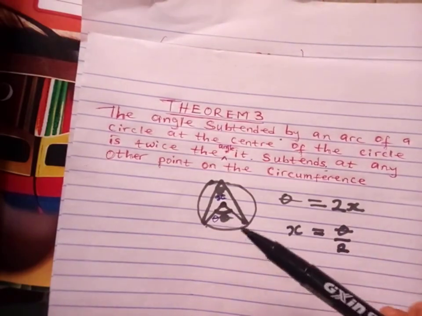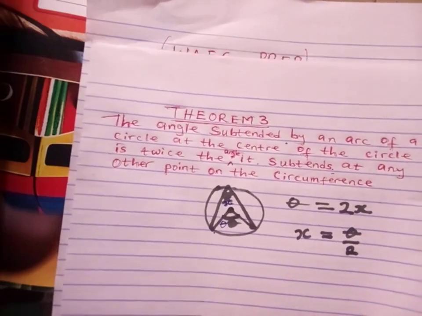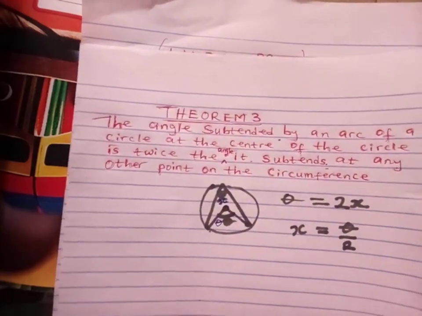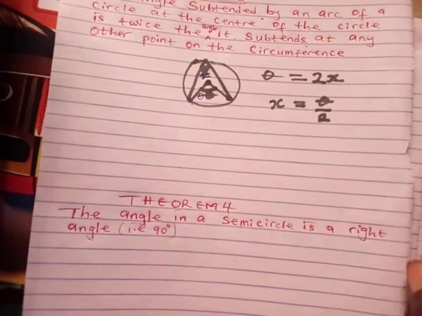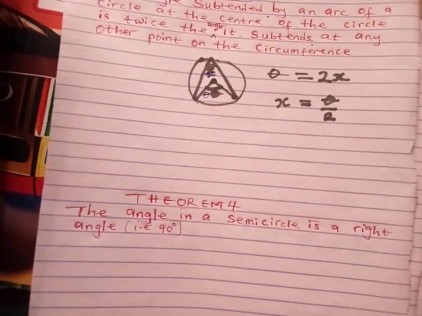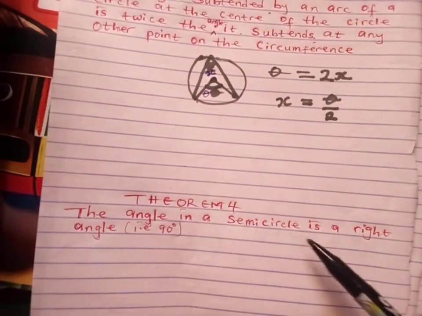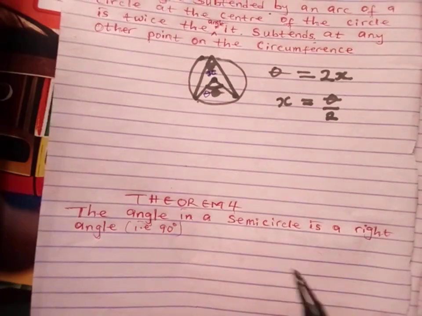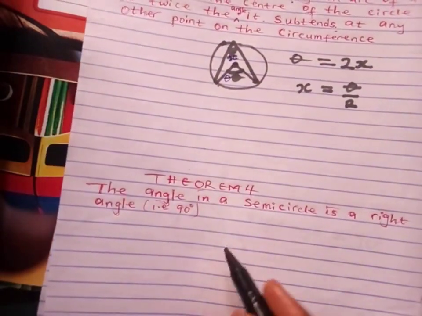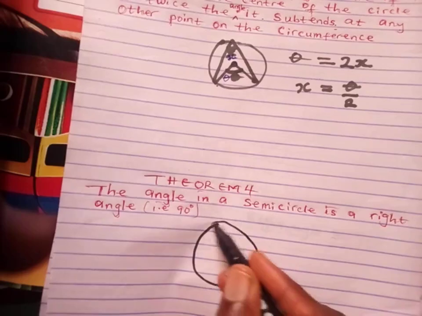So let's now move on to the next theorem, which is theorem number 4. What does it state? Theorem number 4 states that the angle in a semicircle is a right angle. I think this is a very simple theorem. You have a circle.